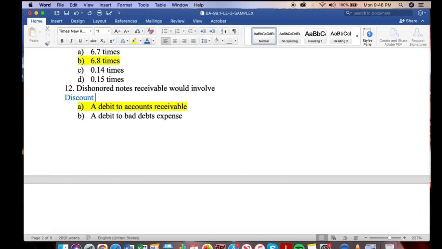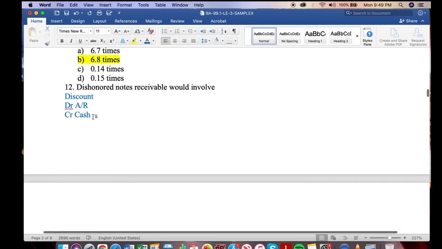Ang kaso, pagka-discount mo kay bank, minsan may mga pagkakataon na pwede ka pa rin habulin ni bangko kapag hindi niya nakolekta yung receivable. Okay, pwede ka niyang habulin. Yun yung dishonor. Okay? Now, kapag dishonor si customer, patay ka na nagbenta ng receivable. Kasi, ang mangyayari, habulin ka ni bank. So, ang mangyayari, debit AR, credit cash. Bakit credit cash? Kanino ka nagbayad? Kay bank. Kasi sinisingil ka ni bank.